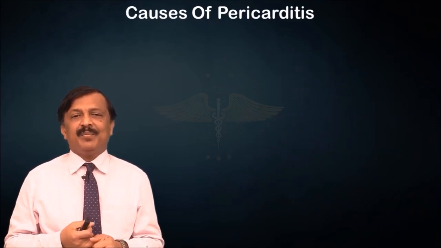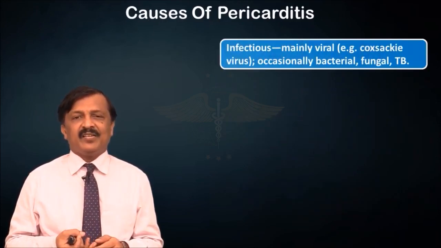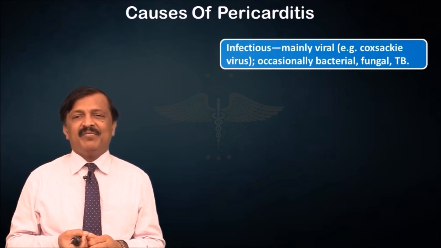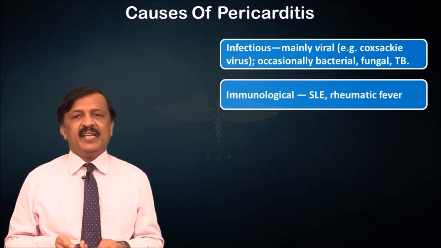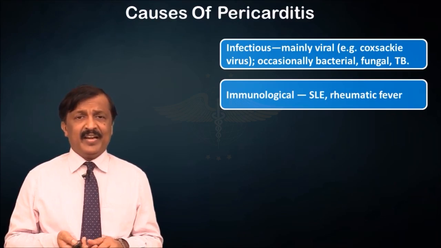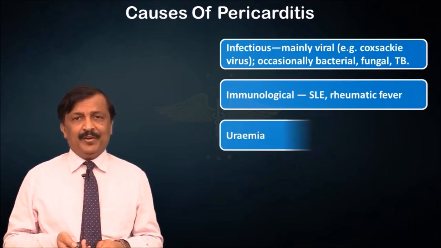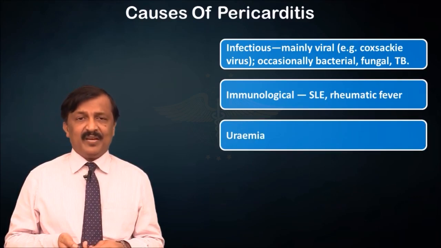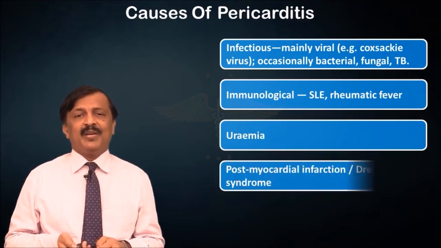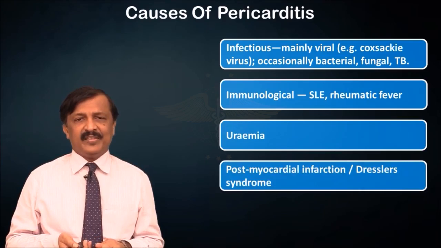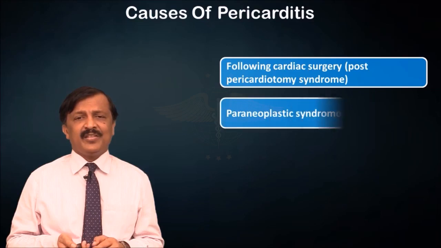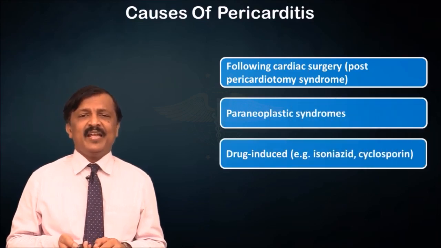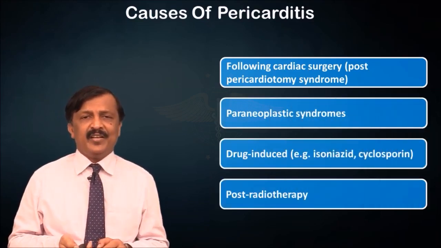What are the commonest causes of pericarditis? Most commonly it is viral, Coxsackie virus; occasionally bacterial, fungal and tuberculosis also you see. Immunological conditions like SLE and rheumatic fever, where in rheumatic fever it will be pancarditis: pericarditis, myocarditis and endocarditis. Uremia or renal failure, where you can also hear a pericardial rub. Post-MI, Dressler syndrome also you will see. Traumatic pericarditis, post-surgery is another cause. Paraneoplastic syndromes, drug-induced, very rarely INH and cyclosporin, and post-radiotherapy.